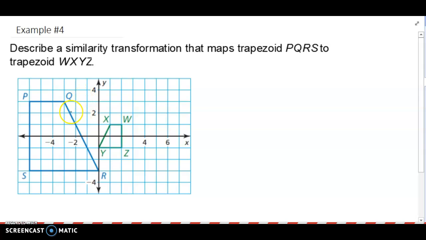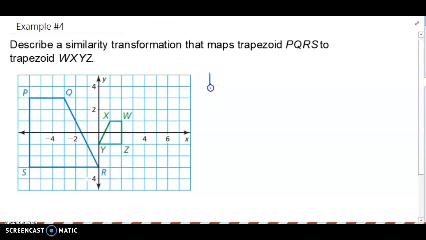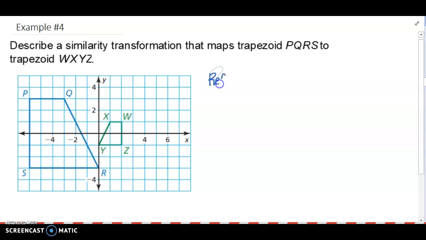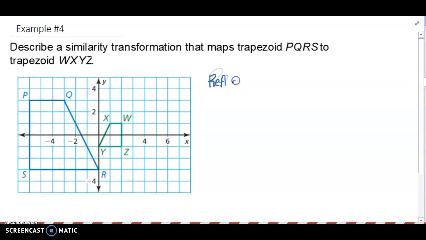So I want to find a similarity transformation that maps PQRS, what's in blue, to what's in green. Well, the first thing I noticed is it's a reflection over the y-axis and then a dilation. Dilations are a little more complicated, so I'm just going to reflect it over the y-axis first. So I'm going to put reflection in the y-axis. When I do that, I'm going to go ahead and plot it.